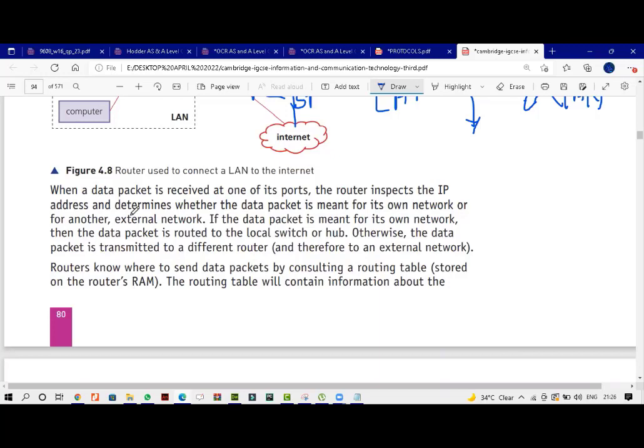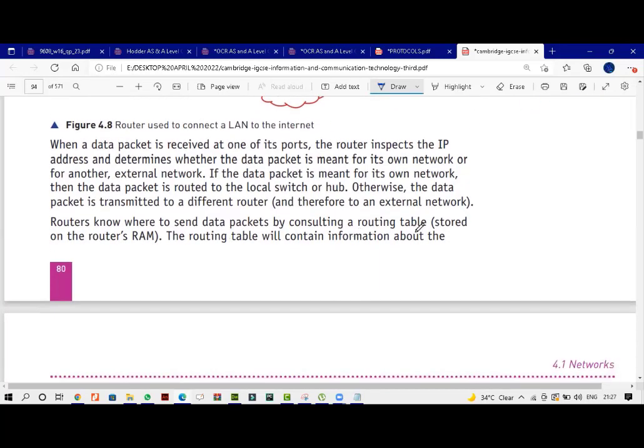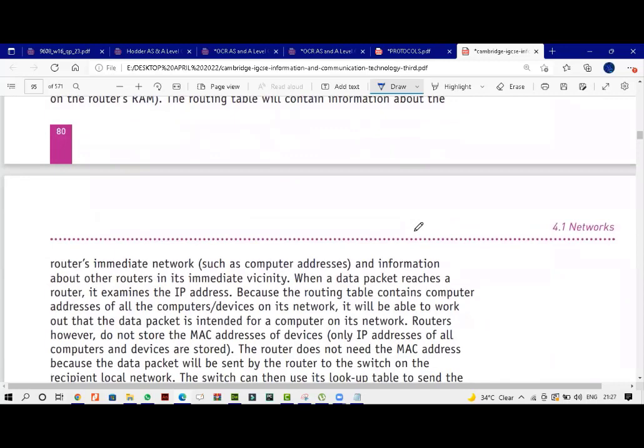What does it do? When a data packet is received from one port, the router inspects the IP address and determines whether the data packet is meant for its own network or another one. If the data packet is meant for its own network, then the packet is routed. Like I just told you, it's there to route the data packets where they have to go, what route they have to take. A router basically has a routing table, just like we discussed before. The routing table will know where the data is going, which device it's going to.